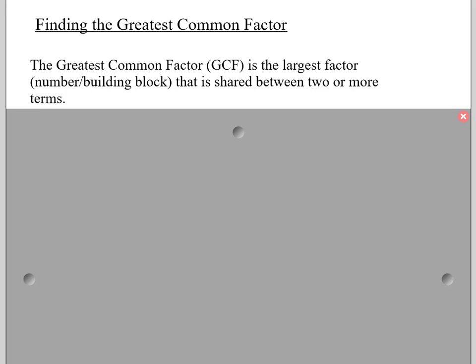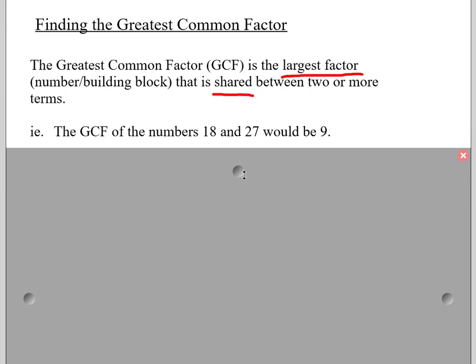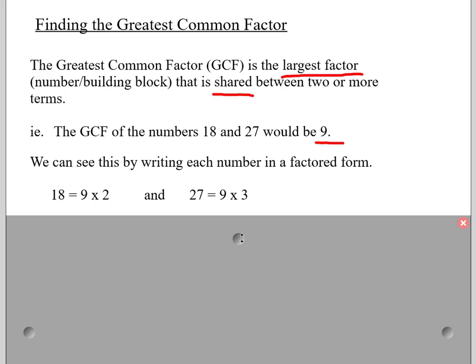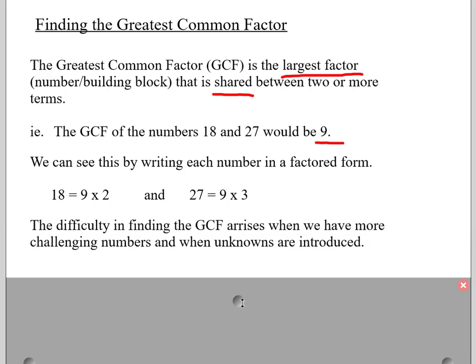Okay, so the greatest common factor is the largest factor, or building block, that's shared between two or more numbers. So if we looked at the greatest common factor for 18 and 27, the biggest building block that they share would be a 9. Okay, so you can see this: 18 is 9 times 2, 27 is 9 times 3. And I'm going to show you a way we could find this without having to have any guesswork at all.